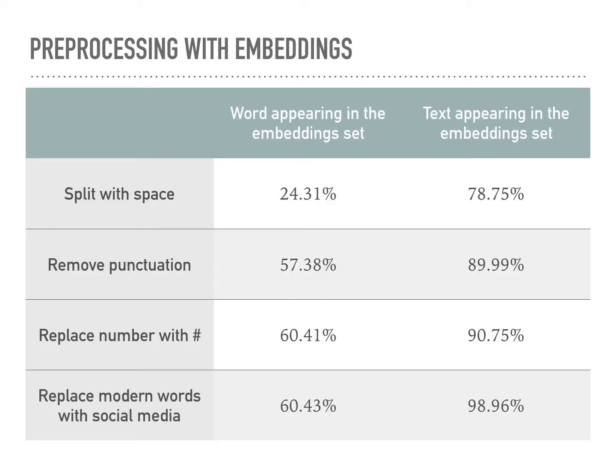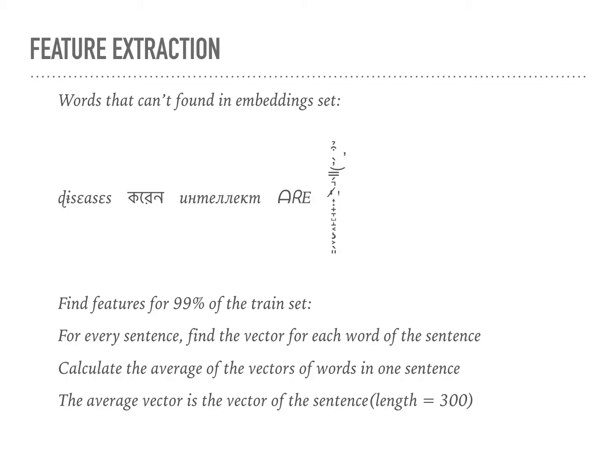We can't implement the classification algorithm on question text directly. So we need to transform the text into a numeric feature vector with the given embeddings. But first, we have to split the sentences and figure out whether the words can be found in the embeddings. We can see from the table that only 79% of the text could be found there. So we implement some preprocessing methods such as removing the punctuation, replacing numbers with a specific symbol, and replacing some modern words with social media terms. Finally, we can find 99% of the text in the embeddings. Only some strange words couldn't be found there.